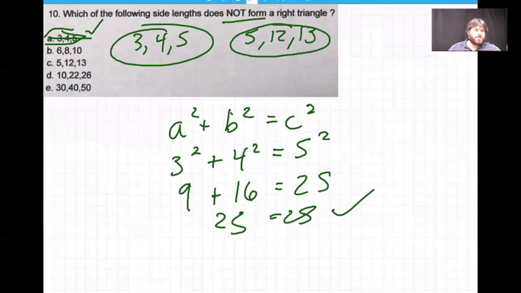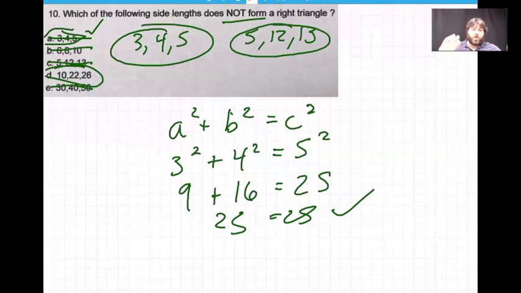So look at answer choice B. You see how it's just double what 3, 4, 5 are? So that's a right triangle. 5, 12, 13, that's a right triangle. That's our other Pythagorean triple. 10, 22, 26, I don't know about that one. Now 30, 40, 50, that's a multiple of 3, 4, 5. That's a right triangle, so it's got to be this one.